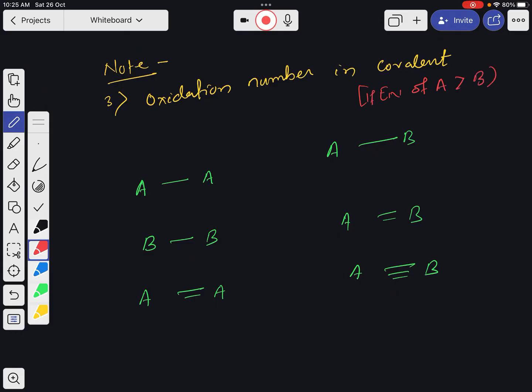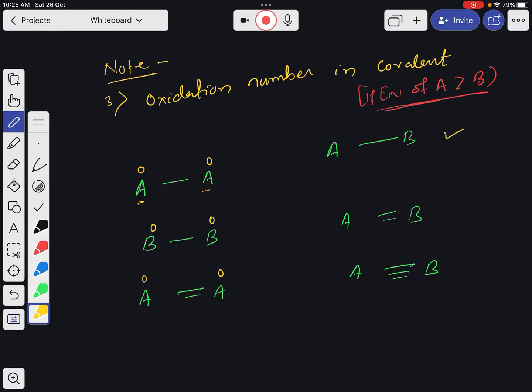If the electronegativity of A is greater than B, then what is the oxidation number of A and B? In this case, the electronegativity of A and A are the same, so the oxidation number is 0. In this case also 0, and in this case also 0. Same element, so there is no electronegativity difference, so the oxidation number is 0.